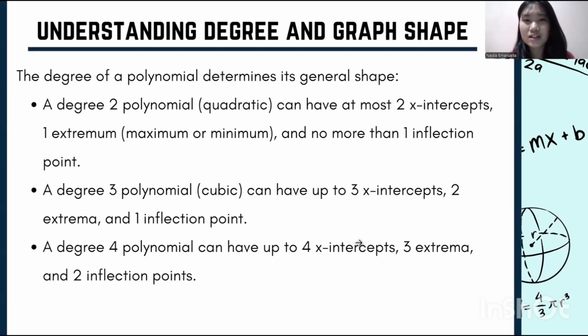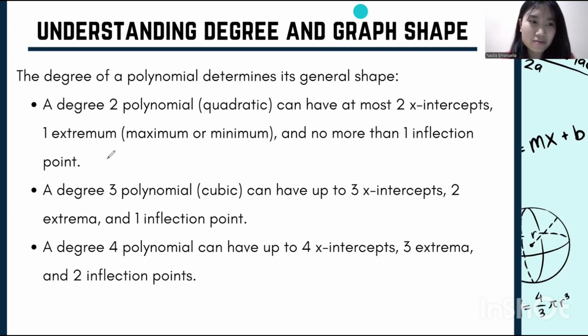So I'm just going to go to understanding the degree, graph, and shape. Polynomials have a degree. So what is degree? A polynomial of degree two, or quadratic, can have at most two x-intercepts, one extremum, maximum or minimum, and no more than one inflection point. So let me draw what it means by degree.